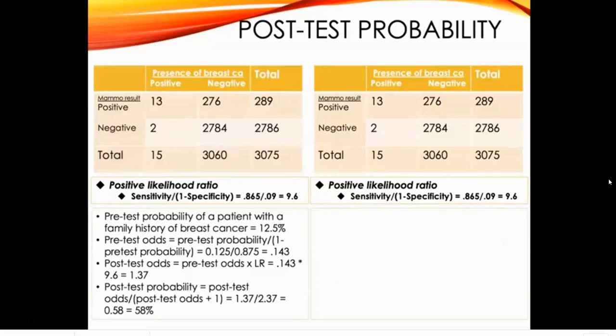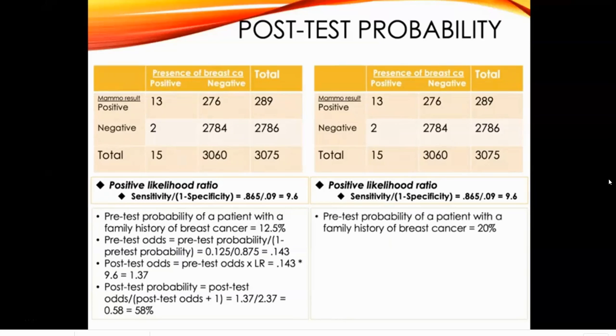All right, so let's see how family history impacts this. Over on the left is the calculation we just did for mammogram in a patient with a pretest probability of 12.5%. Now let's say that family history increases your pretest probability to 20%. Again, that's a lifetime risk that's commonly used, but I'm just using it here to illustrate the example. So let's take that pretest probability of 20% and make it pretest odds. It comes out to 0.25.